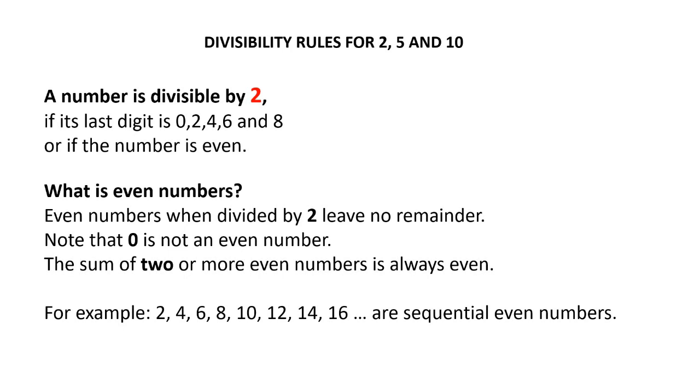The sum of 2 or more even numbers is always even. For example, 2, 4, 6, 8, 10, 12, 14, 16, and so on are sequential even numbers.